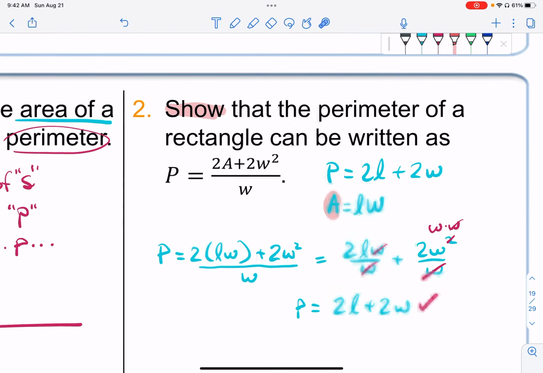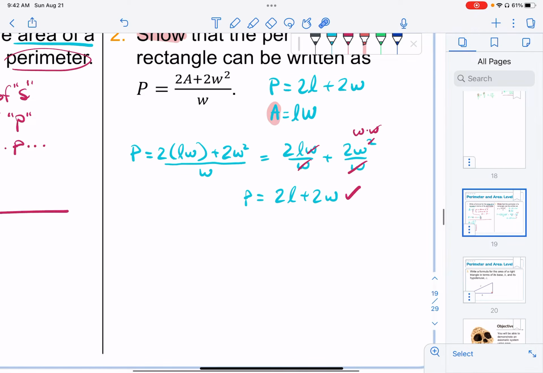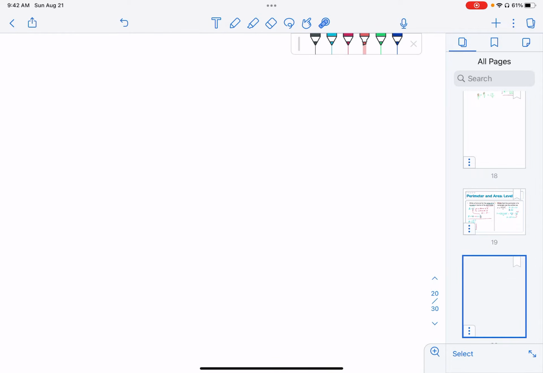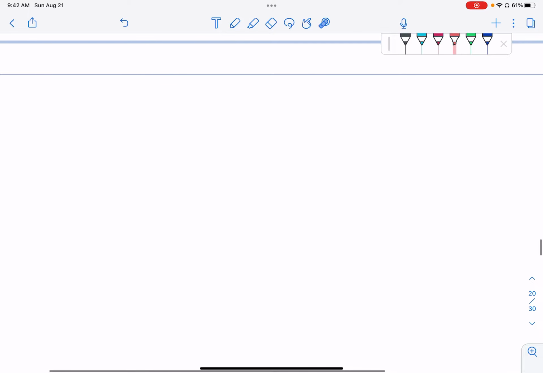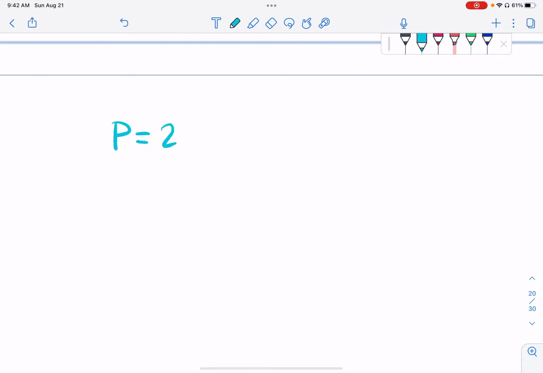Okay? All right, so let me add an extra little page here because this is going to take some space. All right, so I'm going to write all those things down, pretending I didn't know what the answer was. I have 2L plus 2W, okay? And again, this is in terms of L and W. We want it in terms of A and W.